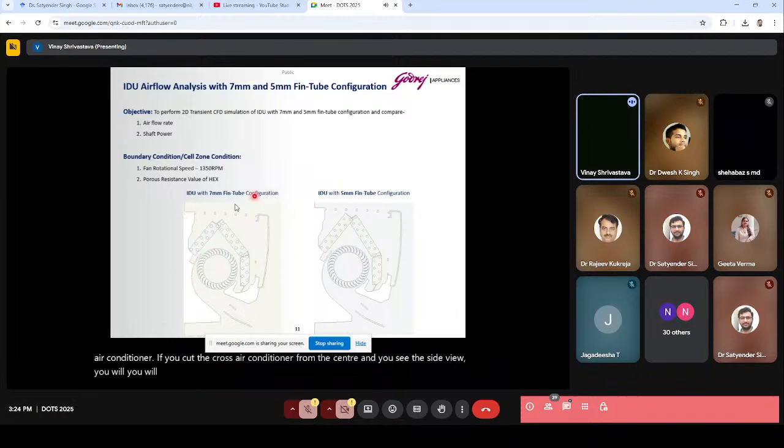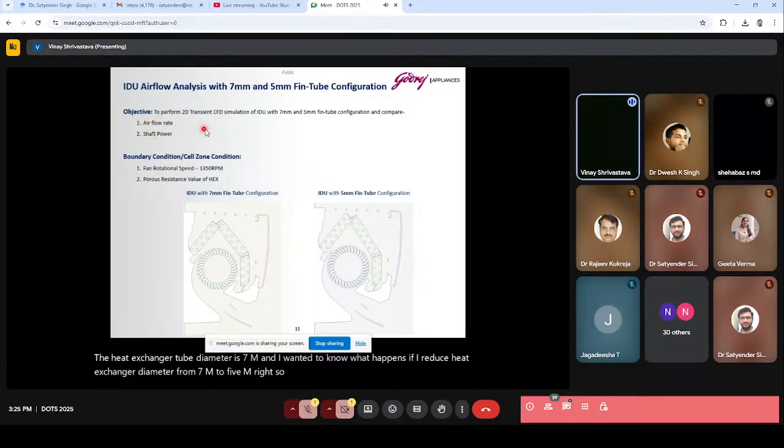kind of geometry. This is nothing but the heat exchanger, and then we have the blower, which is over here, and then these are levers. Basically, they guide the airflow, whether it should go up or down. So this is a side view of the air conditioner. Now the problem here is the heat exchanger tube diameter is 7 mm, and I wanted to know what happens if I reduce the heat exchanger diameter from 7 mm to 5 mm.